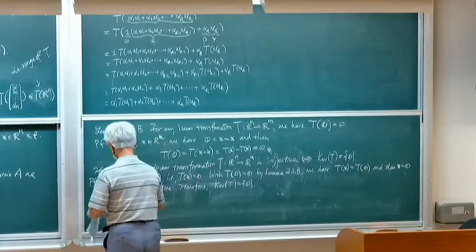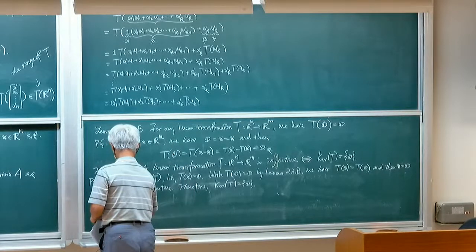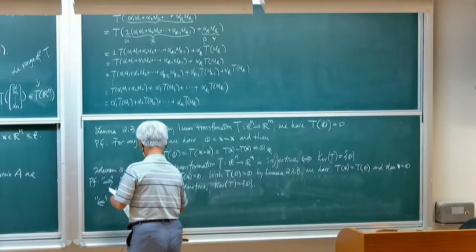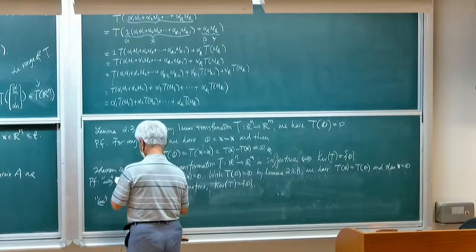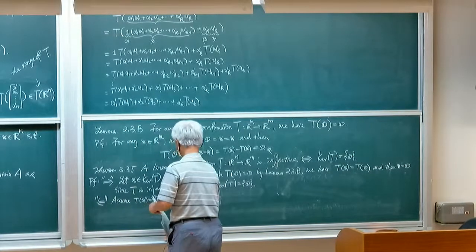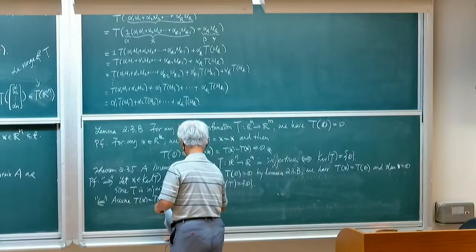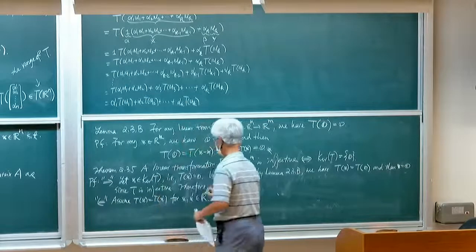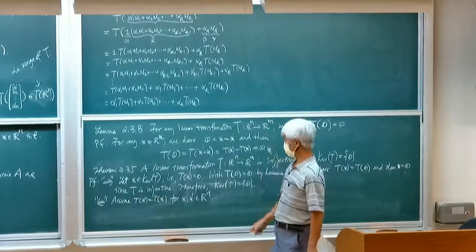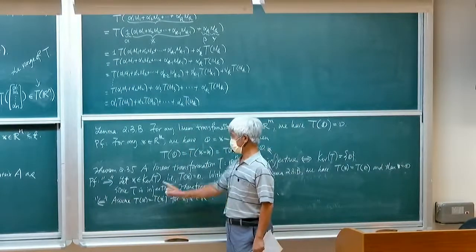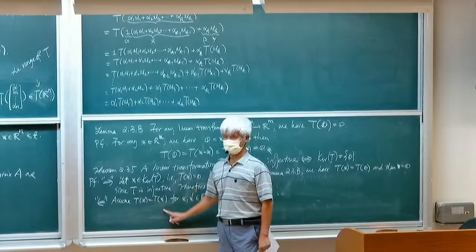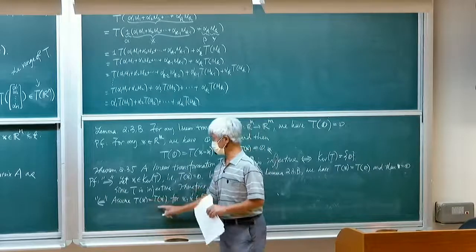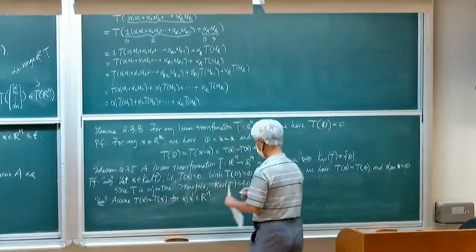So we assume that Tx equals Tx prime, for x and x prime in the domain. Suppose we have two vectors in the domain and they have the same value. Then we have to prove that x equals x prime.